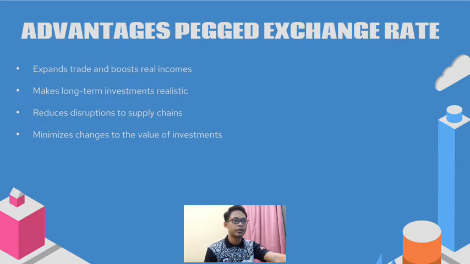The advantages of a peg exchange rate. The first is to expand trade and boost real incomes. Number 2, makes long-term investment realistic. Number 3, reduces disruption to supply chains. And the last is to minimize changes to the value of investment.